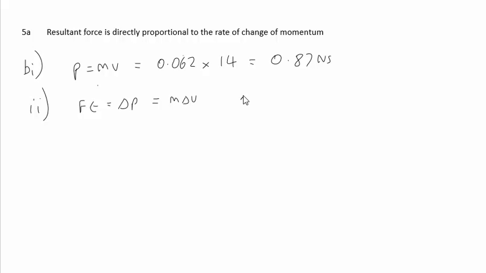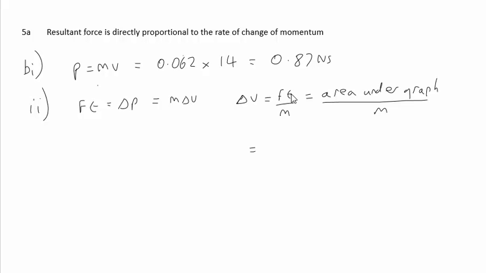So we can rearrange to get the change in velocity is equal to the impulse, or force times time, over the mass. And the force times time is the area under the graph. Obviously divided by the mass then.